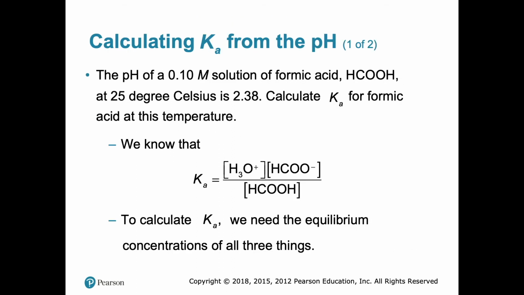So given all this information, let's see how we do this. How do we calculate a Ka from a pH? Given the pH of a 0.1 molar solution of formic acid. Notice how there's a carbon there, some oxygens, and a carboxylate there. So this is going to be a weak acid because there's carbon in there.